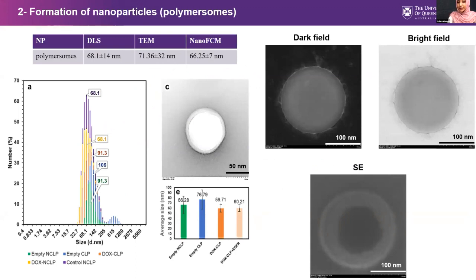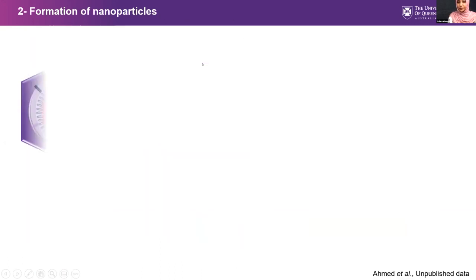Essentially, the DLS tells us that regardless of what types of polymersomes we made, cross-linked, non-cross-linked, with drug, without drug, there are small differences in the size of all of them. And the TEM images actually show the nice membranes of these polymersomes.